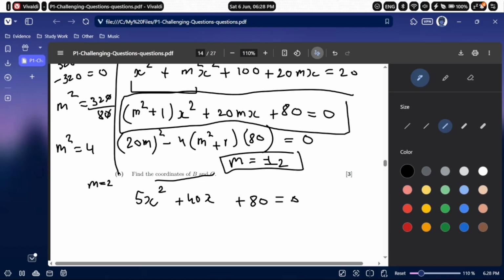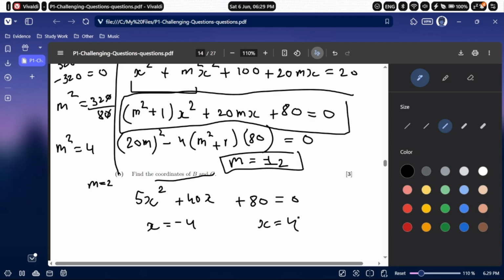And from that, you get x is minus 4, right? Now the other coordinate should be 4, but let me just double check that. So basically you'd have the same equation, but it would be minus 40 because in that case it's just m, right, for the coefficient of x. So 5x square minus 40x plus 80, and you get x as 4.